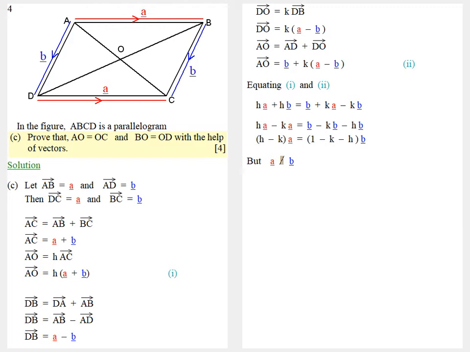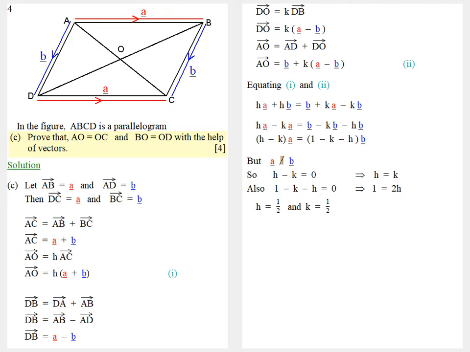But that's impossible because a is not parallel to b. So the only way this can happen is if the coefficients of a and b are both 0. In other words, h minus k is 0, which implies h is equal to k, and 1 minus k minus h is 0, which implies 1 minus 2h equals 0, or 2h equals 1, so h equals a half, and also because h equals k, k is equal to a half.